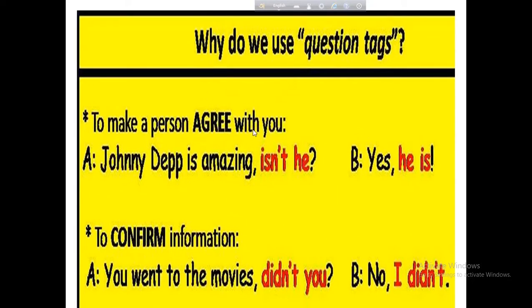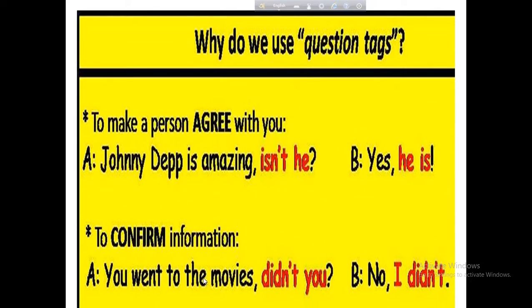So next, why do you use a question tag? To make a person agree with you. Suppose, Johnny Depp is amazing, isn't he? Here also, the statement is affirmative, so of course the tag will be negative, and the auxiliary verb is "is", so the tag will be isn't he. He means Johnny here, subject Johnny. For any male name, you have to use the pronoun he. So clear? Yes, he is.